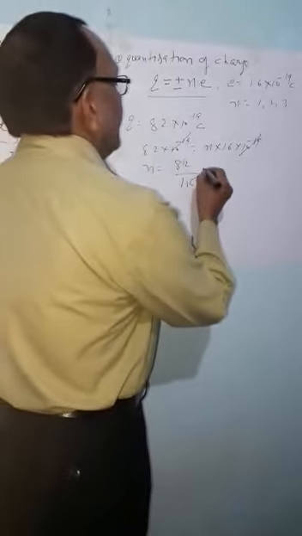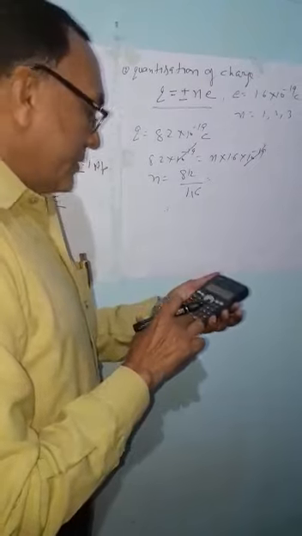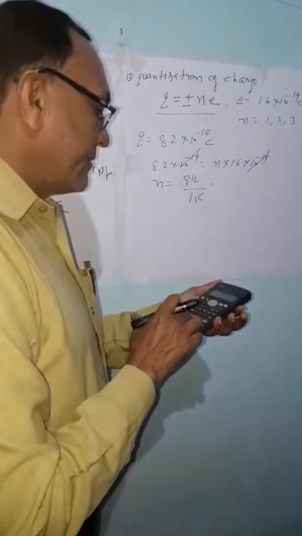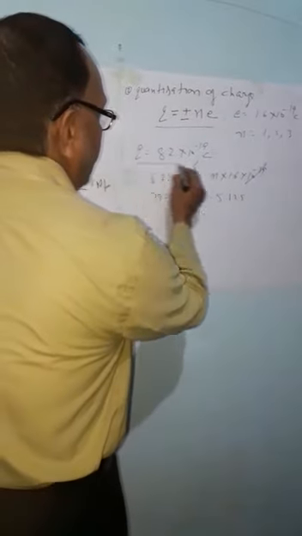So you see it will come to about 82 divided by 16. So this is coming 5.125. Now you see N cannot be this value because you cannot transfer 5.125 electrons. So this charge is not possible. This amount of charge cannot be given to any conductor.